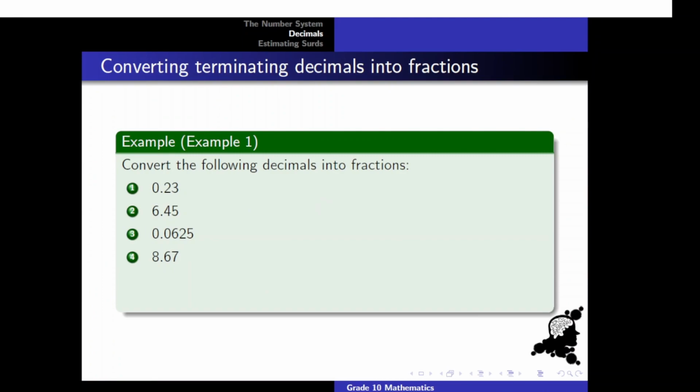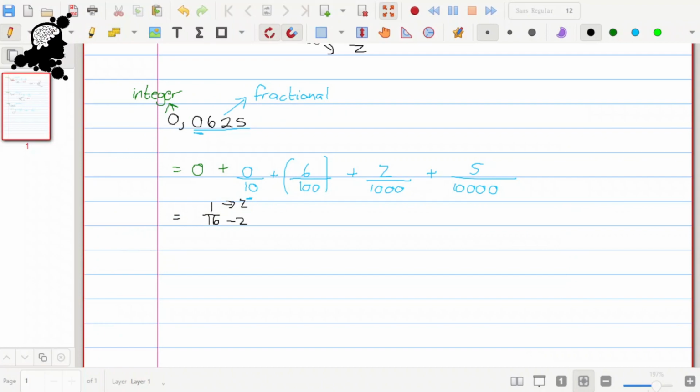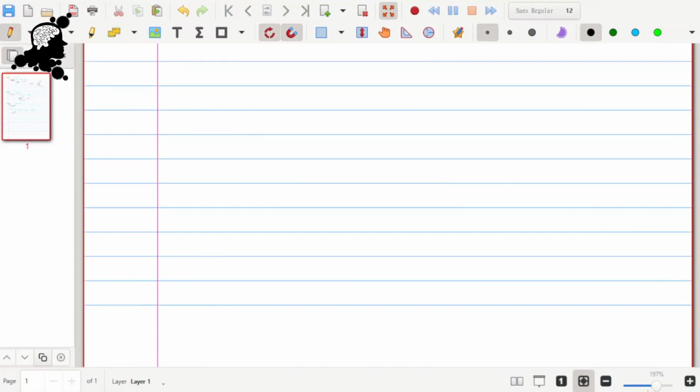8,67. Back to the writing pad. 8,67 is great. So, 8,67. Let's label. This is the integer part. Then the 0,67, this is our fractional part. What I'd like you to do is to pause the video, try this out on your own, and then play the video again and see if we have the same answers. See if your working would match what I'm going to do. So, pause the video right now and try it out.